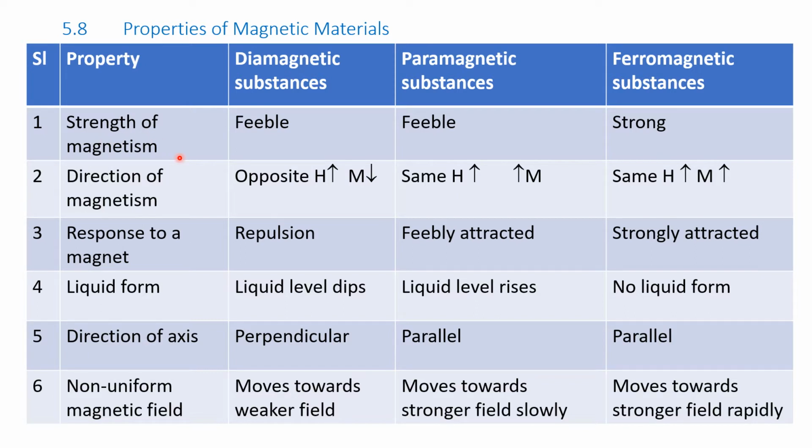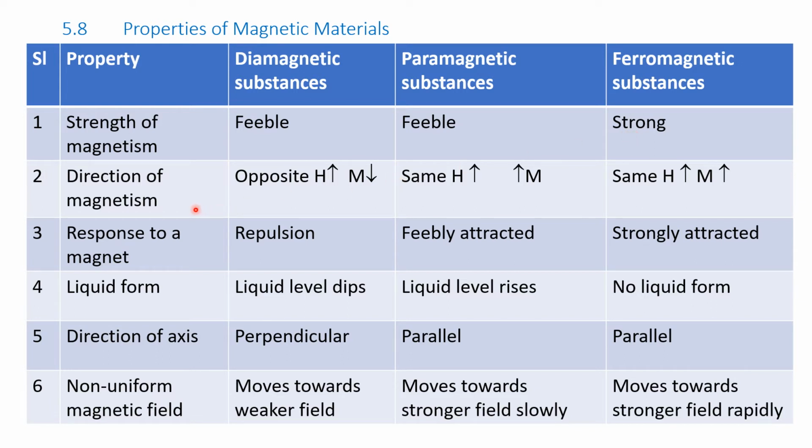Strength of magnetism. The strength of magnetism in diamagnetic material is feeble, that is very weak. In paramagnetic material also, the strength of magnetism is feeble, midway between ferromagnetic and diamagnetic. But in the case of ferromagnetic substances, the strength of magnetism is strong. Please note here, strong. This is the main classification. That is, ferromagnetic substances have a very strong strength of magnetism.